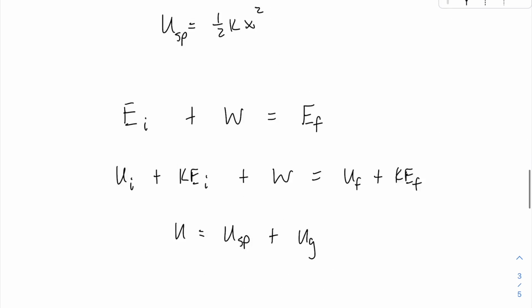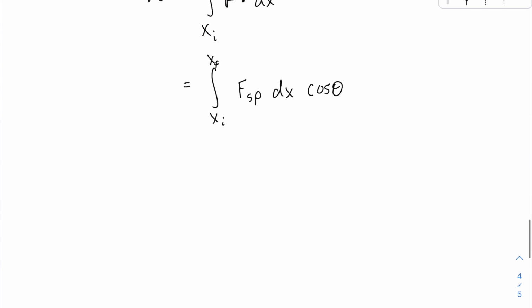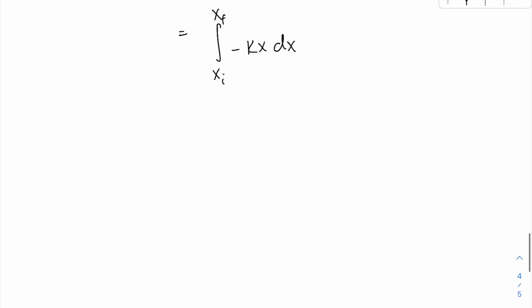And so if we do that, then cosine of 180 is going to be -1. And so we can write this out as the integral from x initial to x final, and the spring force is going to be kx dx. And again, cosine of theta became -1, so we'll just put a negative out front. And so now we just need to do this integral here.